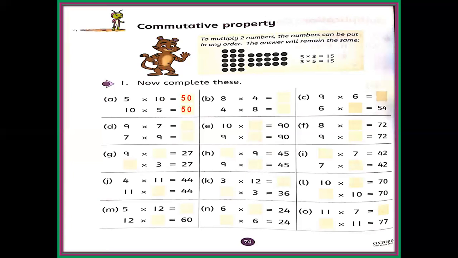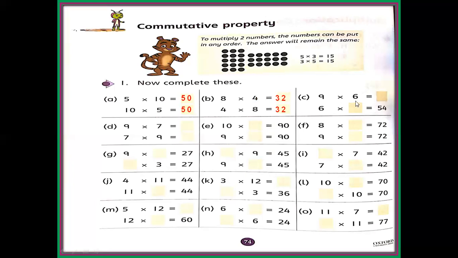Okay, 8 fours. So first I read the table of 8. 8 ones are 8, 8 twos are 16, 8 threes are 24, and 8 fours are 32. Now read the table of 4. 4 ones are 4, 4 twos are 8, 4 threes are 12, 4 fours are 16, 4 fives are 20, 4 sixes are 24, 4 sevens are 28, 4 eights are 32. So in both situations, the answer is the same.